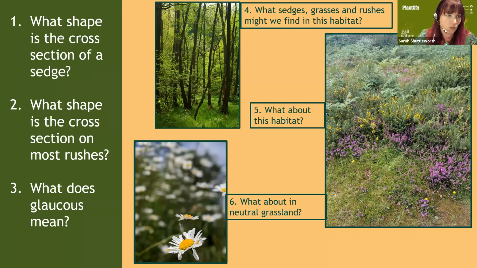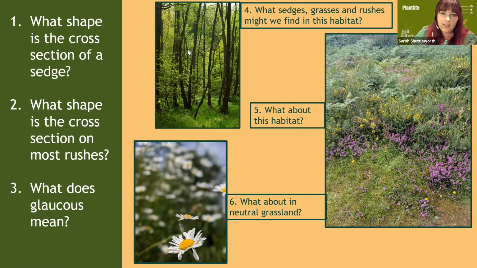The first one is asking you, what shape is the cross section of a sedge? Is it square, is it oval, or is it triangle? Just click on the answer that you think is right. Then what is the shape of the cross section of most rushes? Is it round or circle, is it triangle, or is it square? And then what does glaucous mean? That lovely word that I've been throwing in there all the way through. Is it bright fresh green, blue grey green, or does it mean it's hairy?